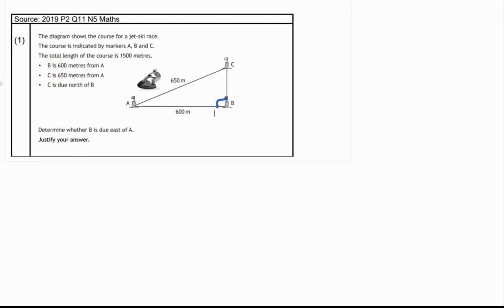The first part of this question, we need to work out what this length up here is. Now we know the whole thing is 1,500 meters long, so we know this course is 1,500. We know that's 600 and 650, so that's going to be 1,250. So that's going to leave us 250 meters left, isn't it? So that's 1,250. What do I add to get to that? 250. Because that's your first step.